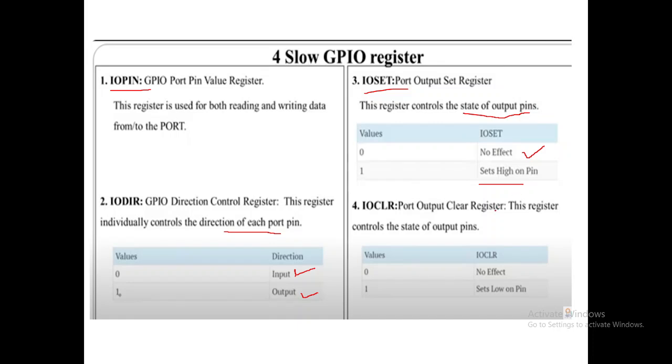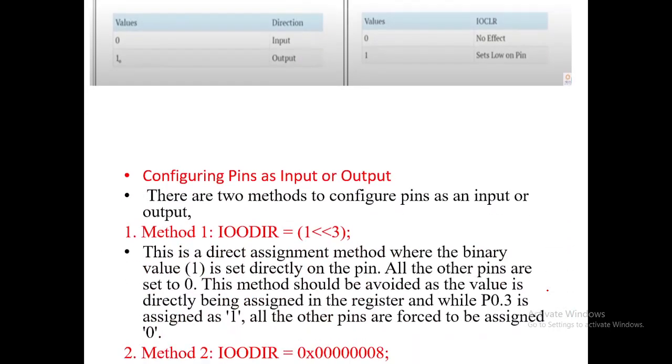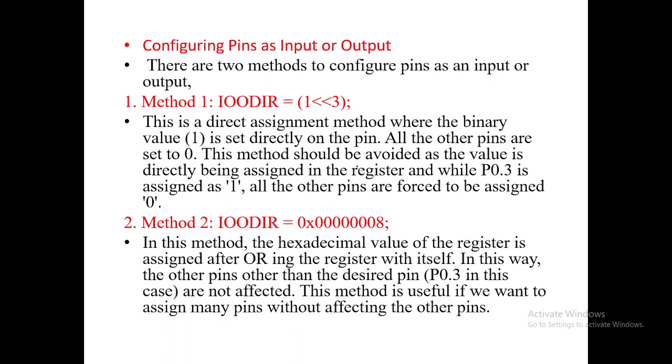Then the port output clear register. This register controls the state of the output pin. Again, if this value is 0, there is no effect. But if you keep the value of the IO clear pin equal to 1, it sets low on that pin. So here we are going to see some examples.